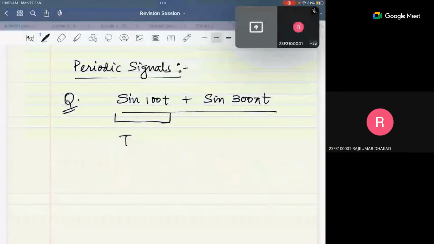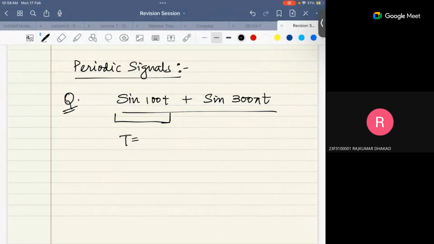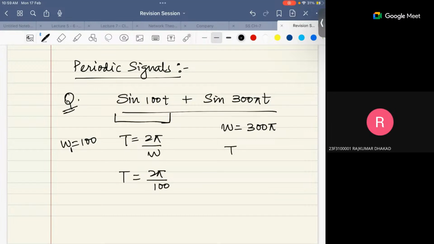Sorry for that. How do you calculate it? 2 pi by omega, right? What is the omega here? 100, correct? So the time period is 2 pi by 100. For this case, what is the omega? 300 pi. So the time period is then 1/50. This is T2.